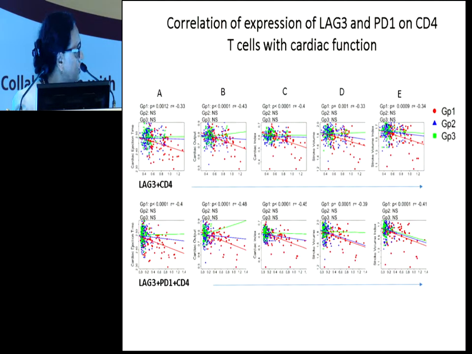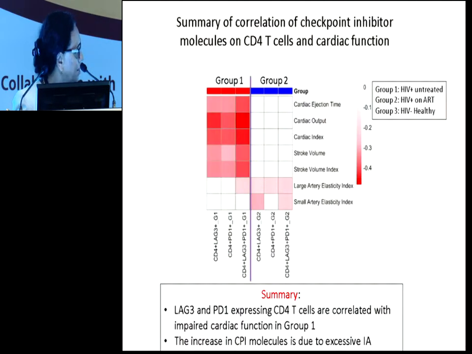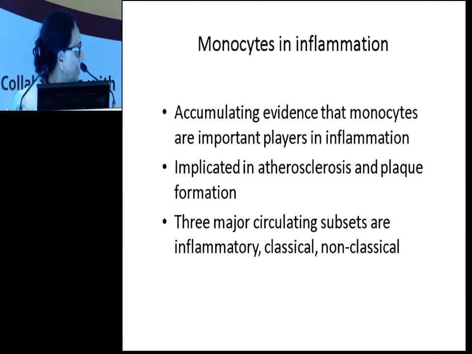And this is showing correlation of these markers with cardiac function. The red line is, again, group 1, and you can see it going down, both when the CD4 cells express LAG3, or they co-express LAG3 and PD1. And this is a heat map, again, showing that LAG3 and PD1 expressing CD4 T cells are correlated with impaired cardiac function in group 1. And this is due to increased immune activation.